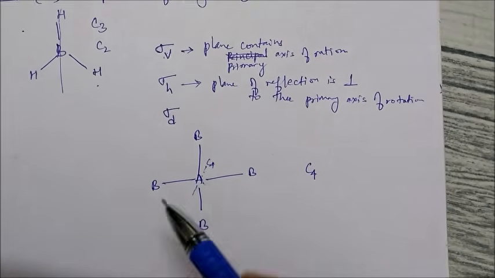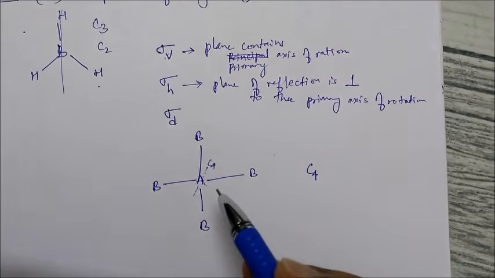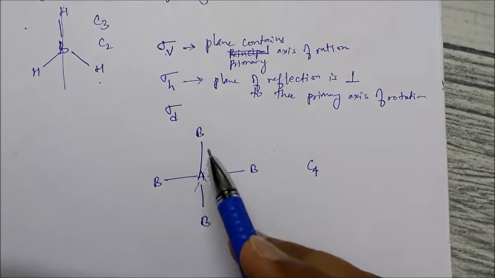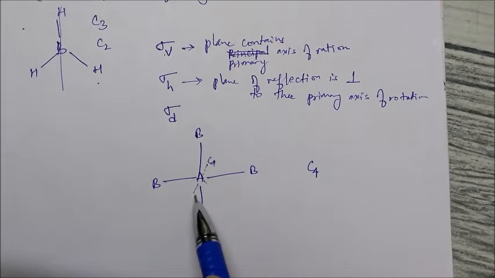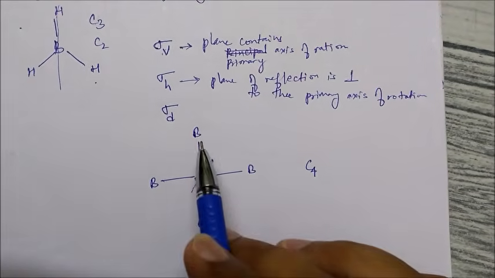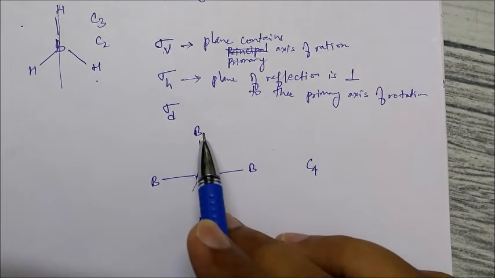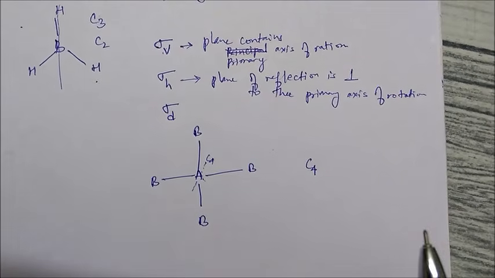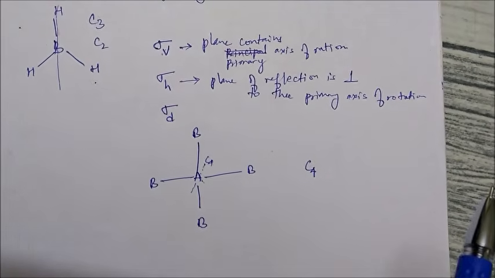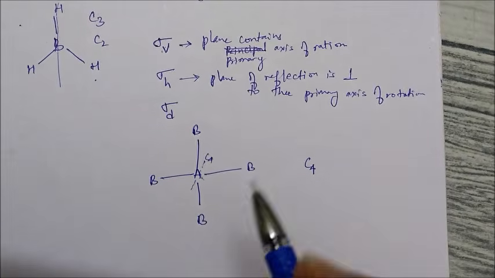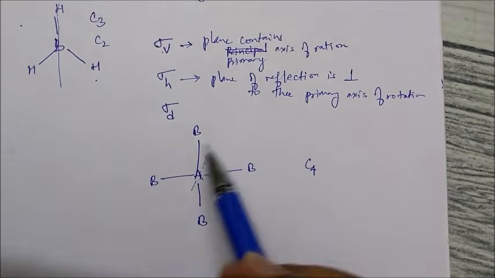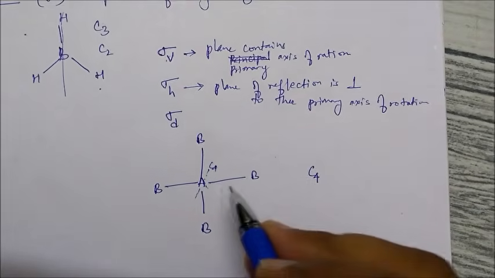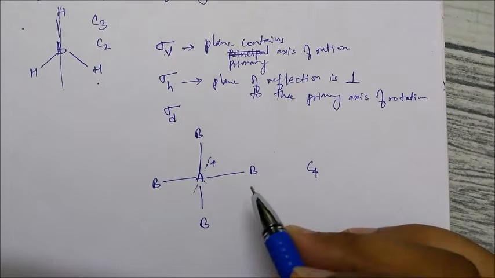Since I cannot draw this in 2D, I'm just telling you that it signifies that this axis is perpendicular to this paper. It passes through A, and this is a fourfold axis. That means when you rotate this molecule by 90 degrees, you will get indistinguishable conformations.